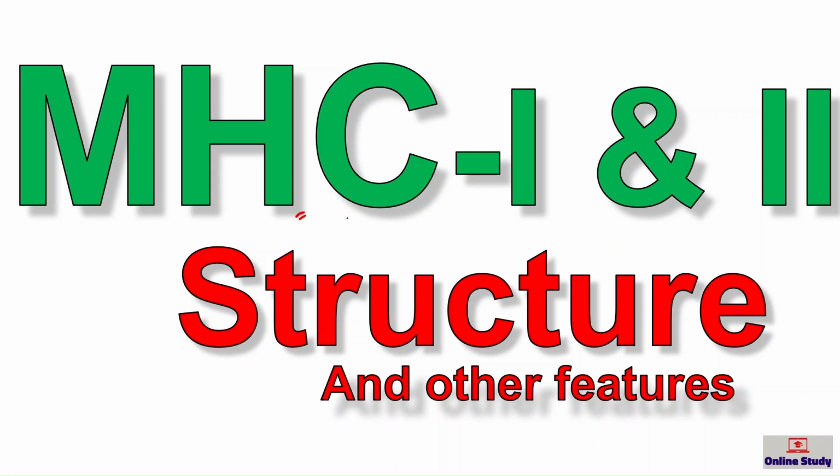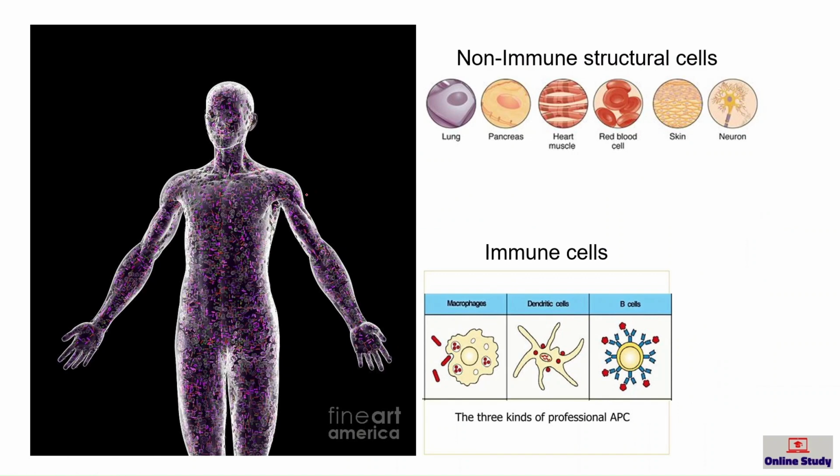Hello friends and viewers. In this video, I'm going to talk about the immunological MHC1 and MHC2 structures and some other features. As we know, in our body there are two main types of cell. One is the non-immune cells and another one is the immune cells. So in the non-immune cells, there are different types of cells like lung, pancreas, heart, and so on.